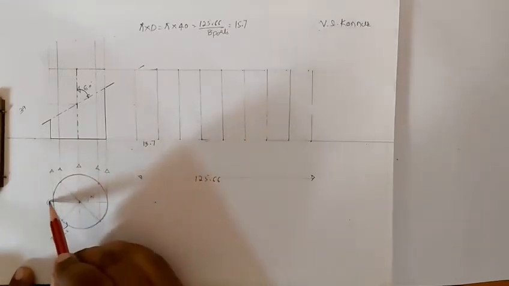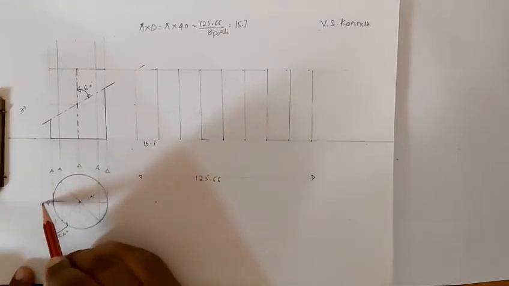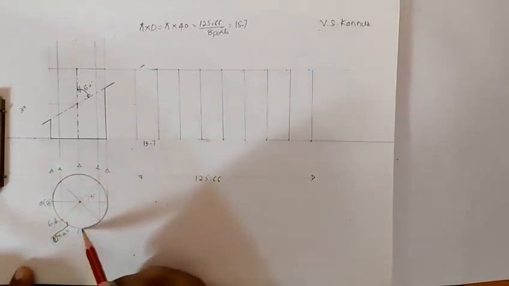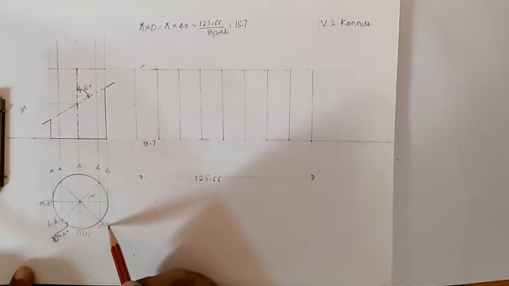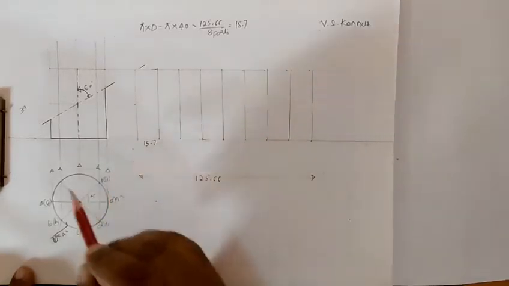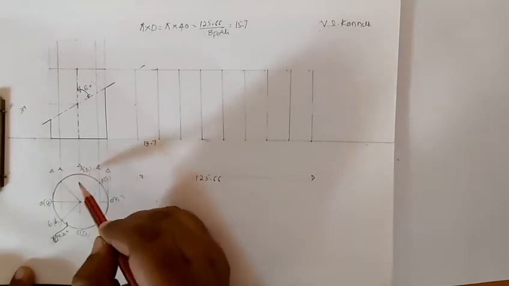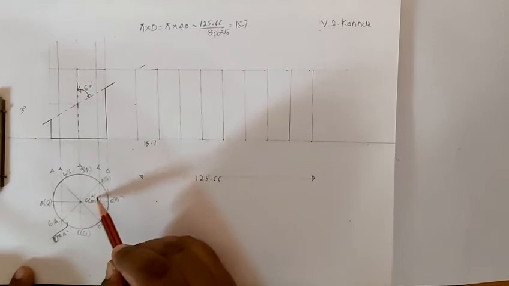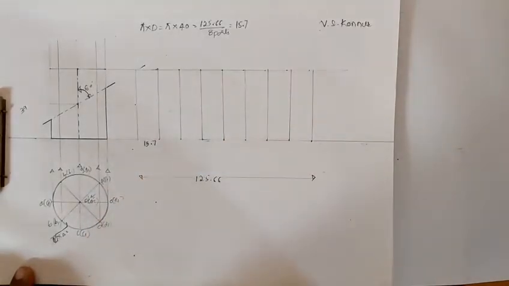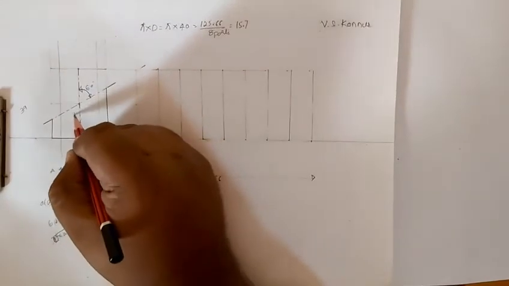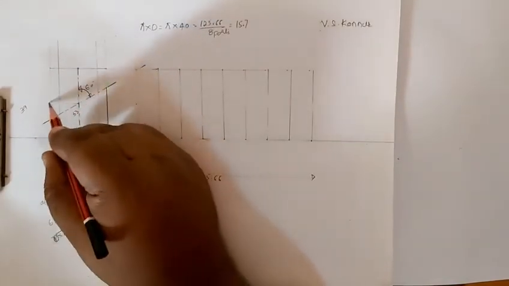Now we'll name it A A1, B B1, C C1, D D1, E E1, F F1, G G1, H H1, and this is O O1. Right, this is how I have divided the cylinder, and height is 50 millimeter.